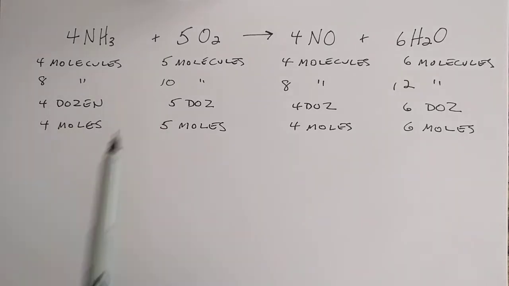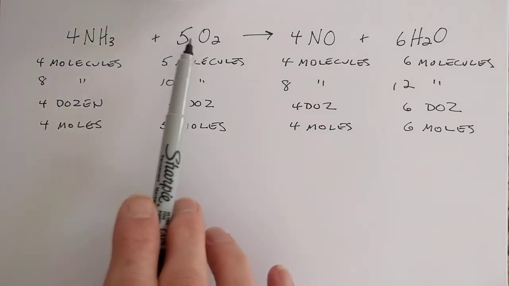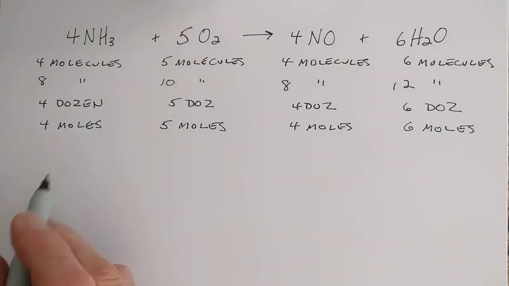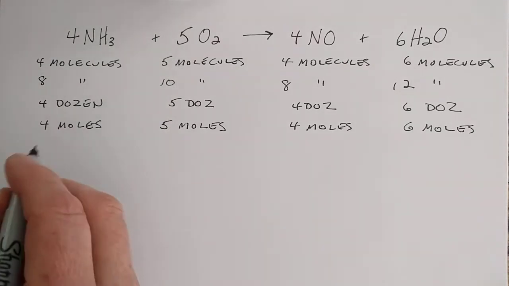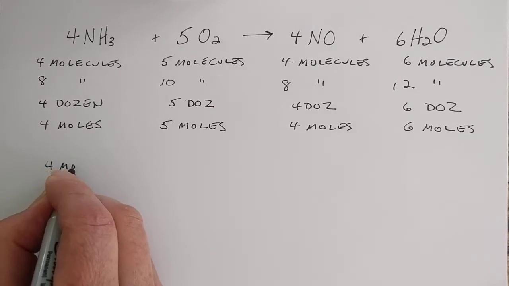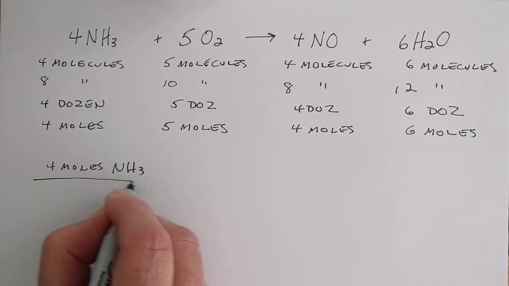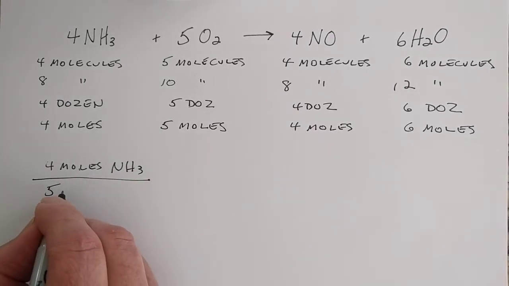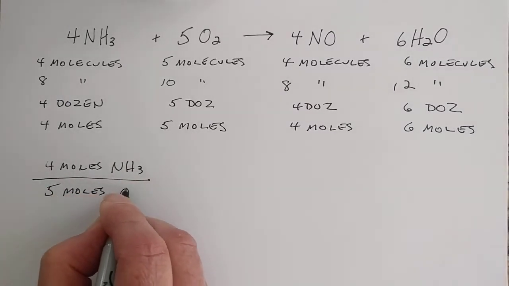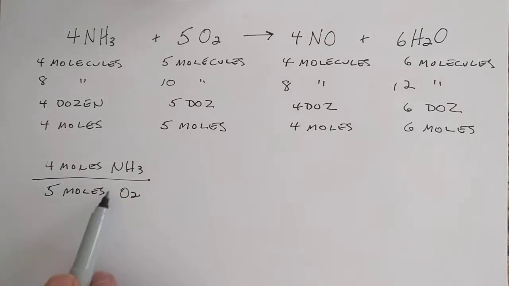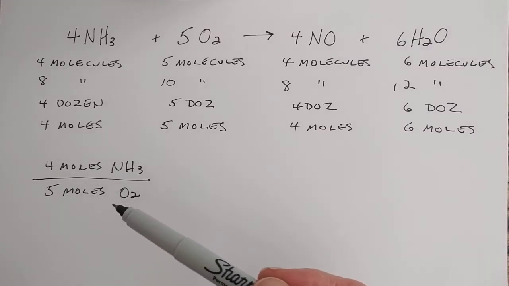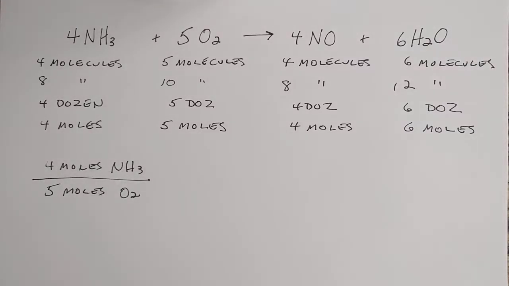So we can take any two substances in our chemical equation, use the coefficients to write the mole ratio. So if we look at NH3 and 5O2, to write the mole ratio, we're going to do it as a conversion factor. We have 4 moles of NH3 for every 5 moles of O2. This is our mole ratio. And we could also flip that and say we have 5 moles of O2 for every 4 moles of NH3.